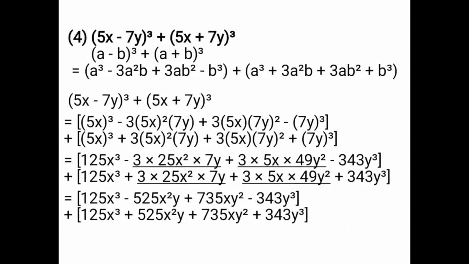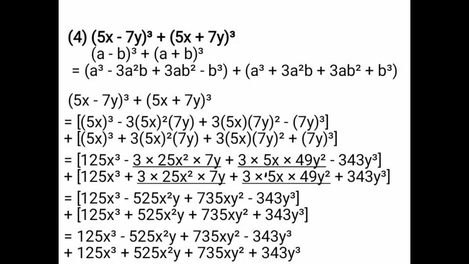Now you have to remove the brackets and write this again. That is equal to 125x cube minus 525x square y plus 735xy square minus 343y cube plus 125x cube plus 525x square y plus 735xy square plus 343y cube. In between the expansion of the formula in the two brackets, a plus sign is there. If a plus sign is there before the second bracket, no sign will change. It will remain as it is. So you have to write it again as it is. You have to remove the brackets only. Only that much is the difference.